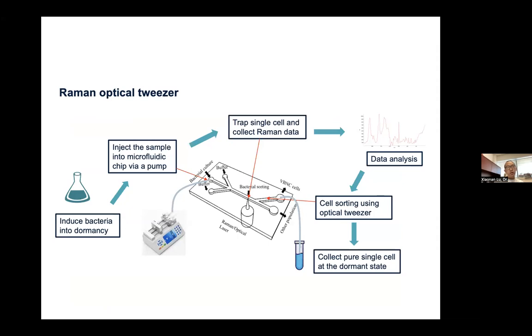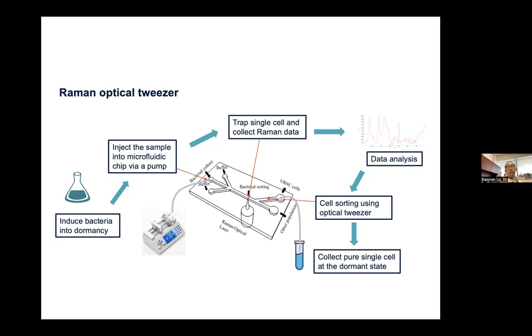So this is a project founded a few years ago, but still ongoing. We first induce the bacteria into the dormancy state. The reason we want to study the dormancy state of the bacteria is that in the food industry, there are a lot of concerns regarding the dormancy state of bacteria, such as the one that we call viable but non-culturable. Because in the food industry, it's still very challenging to identify the viable but non-culturable state of the bacteria, which is one type of dormancy state.